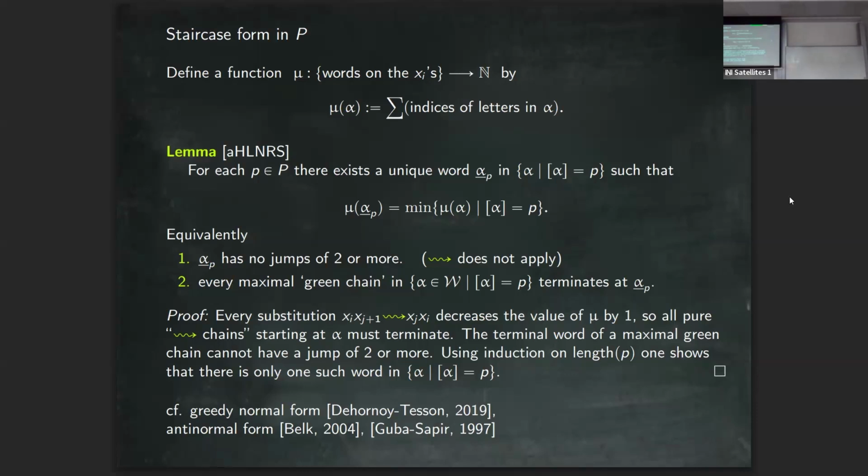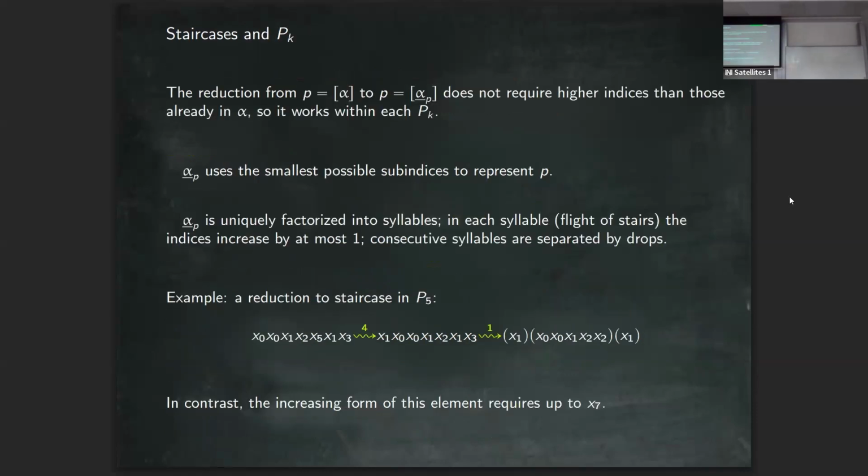Anyway, we now have this reduction, and it is useful because it doesn't require higher indices. It may reduce an index, but it doesn't go up. So the reduction happens within P_k. And at the end, alpha under bar uses the smallest possible sub-index to represent them. That's why they call this one greedy, because it uses the least generators.